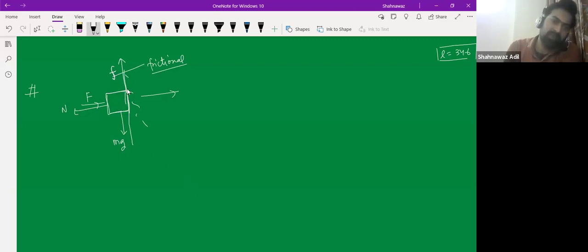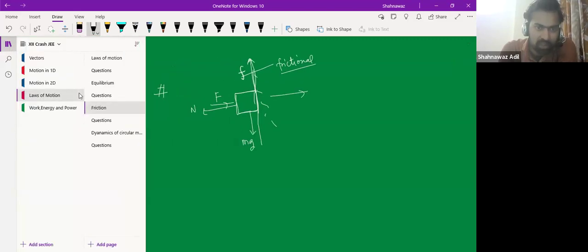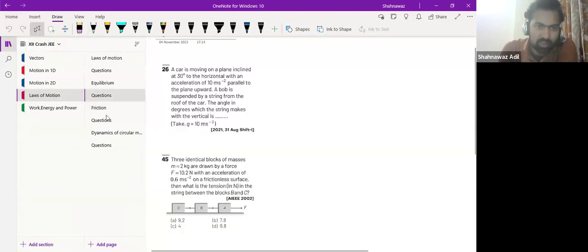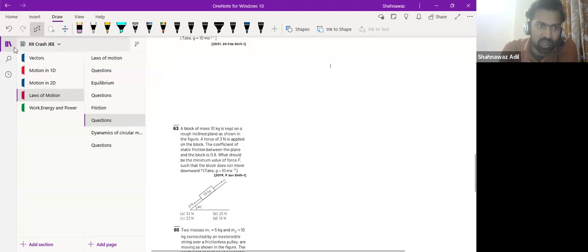Otherwise, if it were a smooth wall, it would slip down. Whatever force you apply, it will slip down. If it is not frictionless, then it will stick to the wall, and that is due to this friction. So this is the question that we'll do. Let us do this question and then we'll move on to dynamical circular motion. So this is the last part.